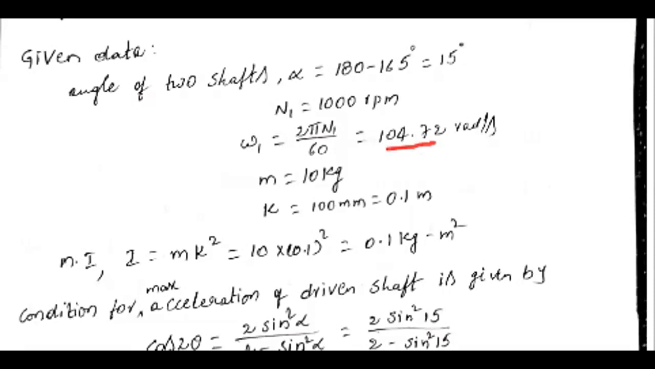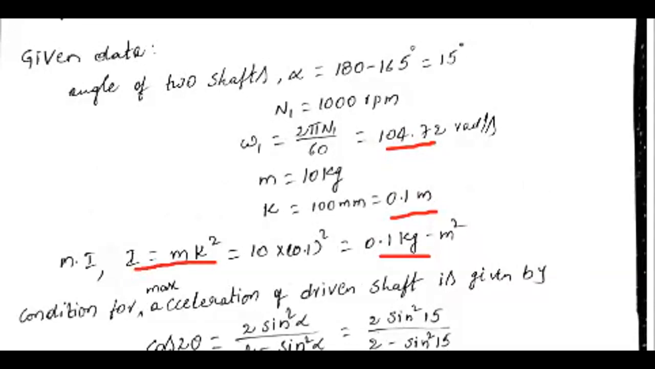Then M is 10 kg and K is 0.1 meter. When we know the M and K values, we can find the moment of inertia. I equals m k square. Substituting the known values, the value arrived is 0.1 kg meter square.